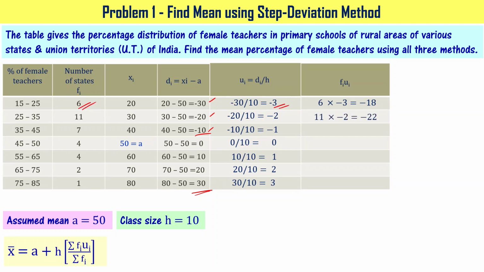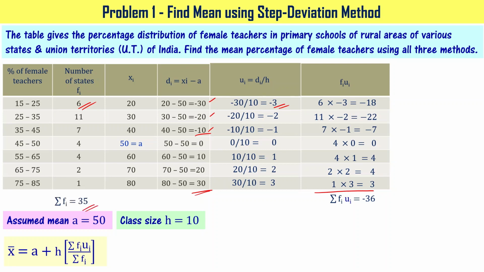For the next class, it is 11 times minus 2. For the next class, it is 7 times minus 1. For the next class, it is 4 times 0. For the next class, it is 4. For the next class, it is 4. And for the last class, it is 3. So let's sum all these Fi ui such that I get sigma Fi ui equal to minus 36. And sigma Fi is plus 35, right?